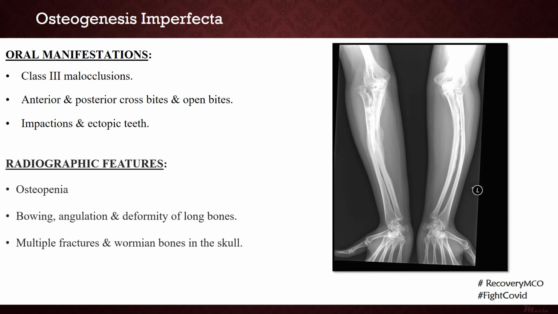Radiographic features will generally show bone with poor quality. There is osteopenia, that is, the density of the bone is reduced. In case of long bones, there is bowing or angulation of the long bones. The bones are susceptible to multiple fractures. Wormian bones can be seen in the skull.